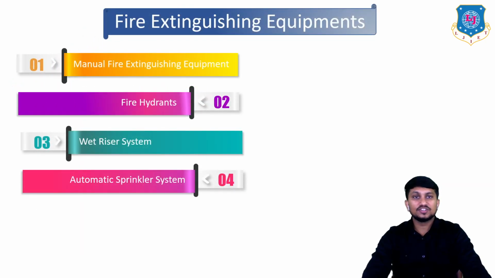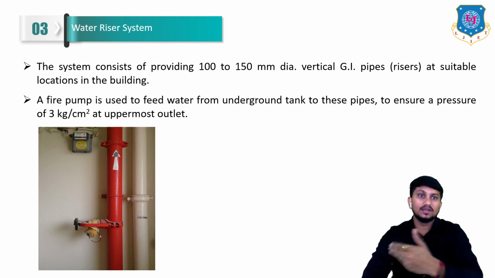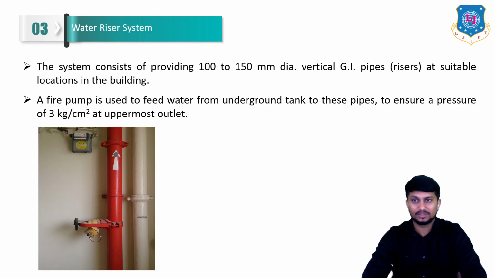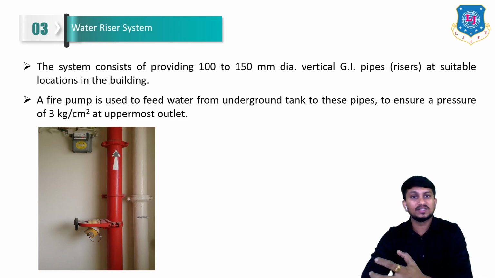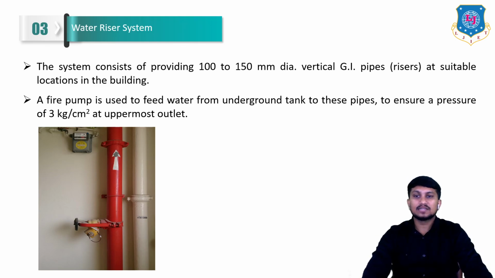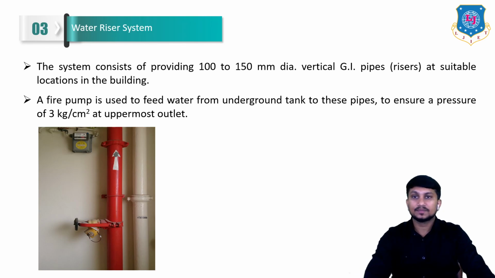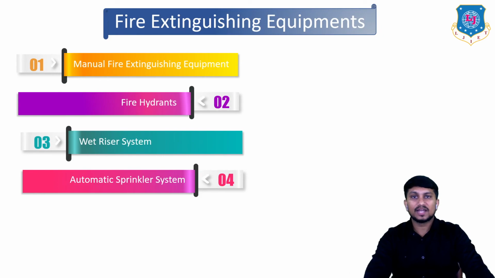The next type of fire extinguishing equipment is the wet riser system. The system consists of providing 100 to 150 diameter vertical GI pipes, or you can say risers, at suitable locations in the building. A fire pump is used to feed water from the underground tank to these pipes to ensure a pressure of 3 kilogram per centimeter square at the uppermost outlet in the building. This type of pipes or outlets can be used in multi-story buildings by the firemen for reducing the fire hazards.